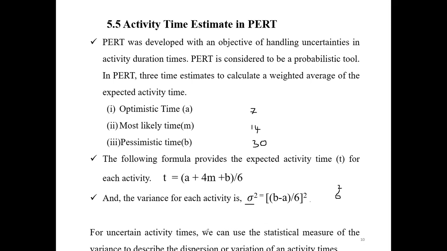For uncertain activity times, we can use the statistical measure of the variance to describe the dispersion or the variation of any activity time. So when we calculate the variance, we can describe the dispersion or the variation of each and every activity.